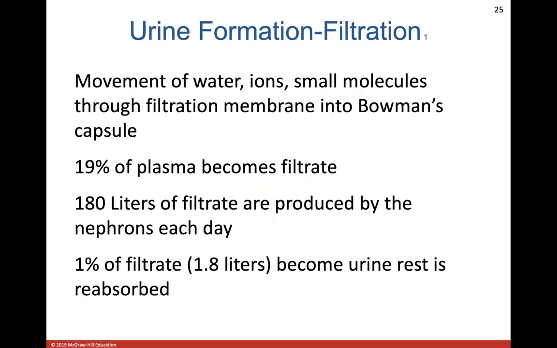So filtration, first of all, is the movement of water, ions, and small molecules through the filtration membrane into the Bowman's capsule. About 19% of plasma will eventually become filtrate, and 180 liters of filtrate are produced by the nephrons each day, which is a huge amount of fluid being produced by your kidneys. Only about 1% of the filtrate will actually become urine, though. So about 1.8 liters of urine is formed every day, while the rest of that filtrate is reabsorbed.